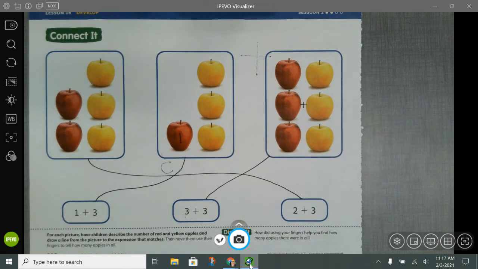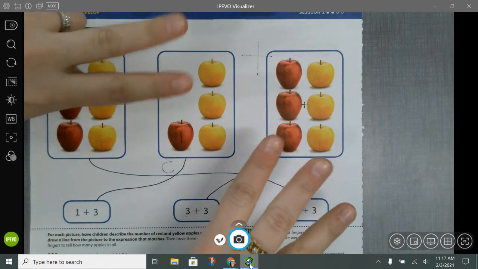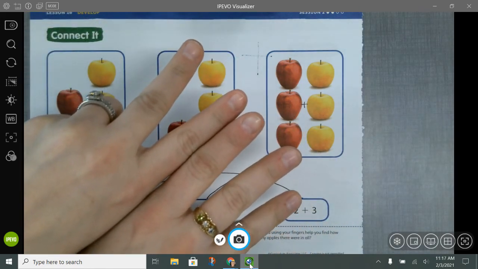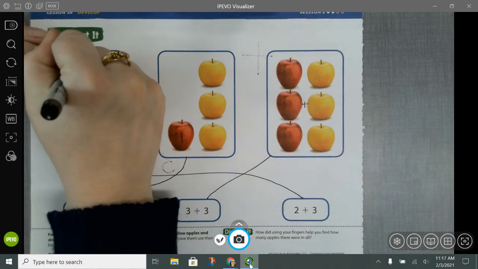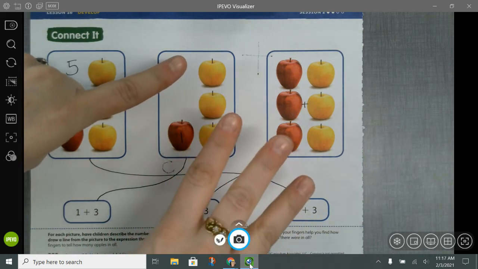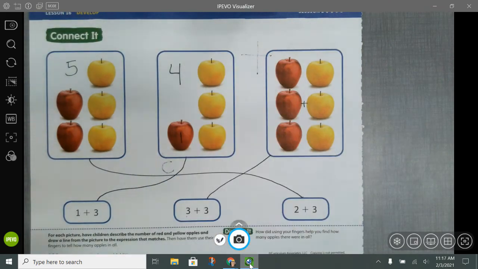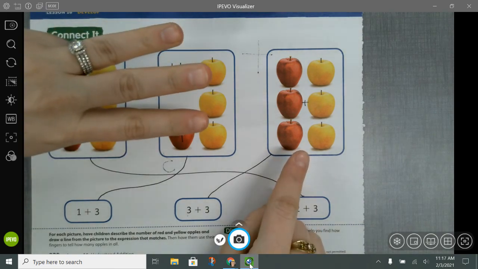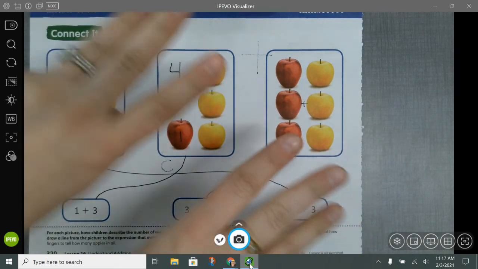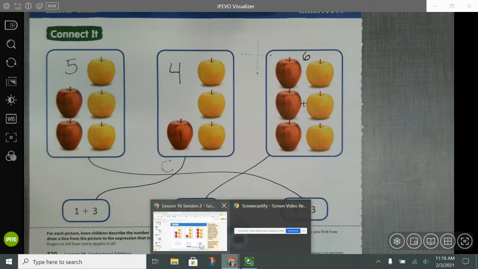Excellent job. Nice job. Now let's use our fingers to solve those problems. So let's do this one first. 2 plus 3. Put them together. How many do you have? 5. Good. Do the next one. 1 plus 3. Put them together. Excellent. 4. Last one. 3 plus 3. Put them together. 6. Nice job, boys and girls. You guys are doing excellent on your adding. I'm very proud of you.